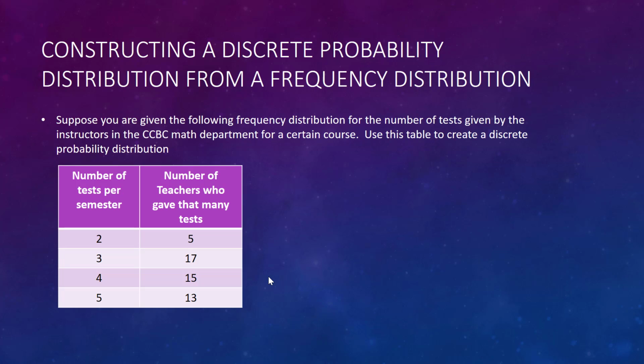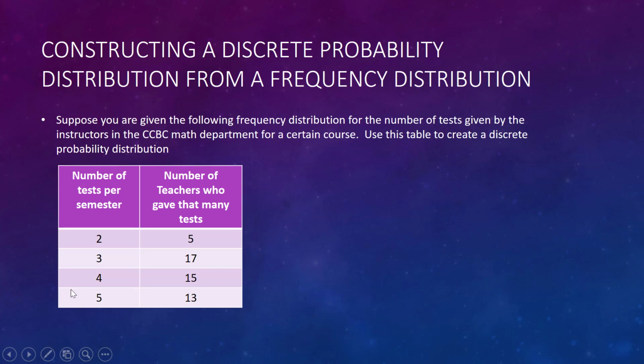Constructing a discrete probability distribution from a frequency distribution. Suppose you are given the following frequency distribution for the number of tests given by the instructors in the CCBC Math department for a certain course. Use this table to create a discrete probability distribution.